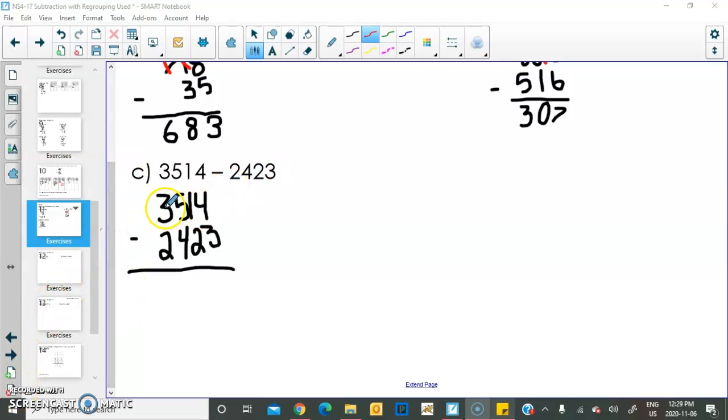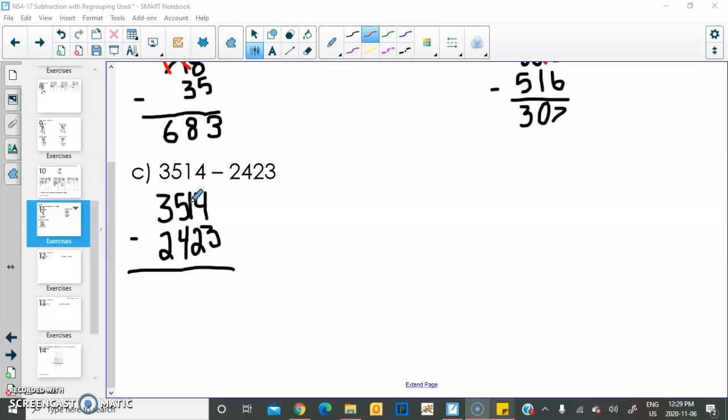Okay, let's do letter C. Okay, so we have 3,514 minus 2,423. Okay, so this is no longer working with the hundreds. We are now doing thousands, but that's okay. We do the same process. So the first thing we do is we look at the ones place value. So if I have 4 cookies, can I give 3 away? Yes.